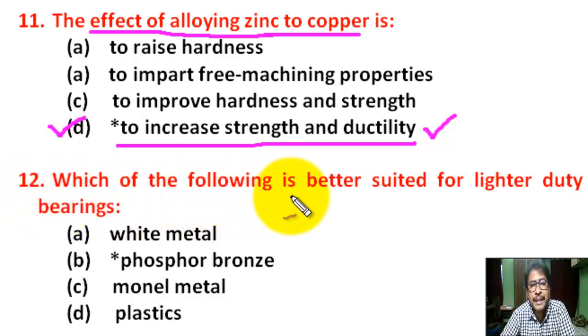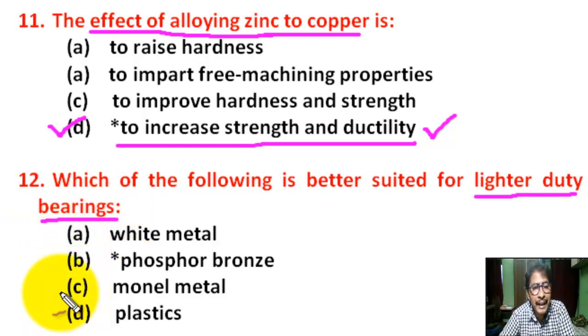Question number 12. Which of the following is better suited for lighter duty bearing? There are four options. Correct answer is B. Better suited for light duty bearing is phosphor bronze.